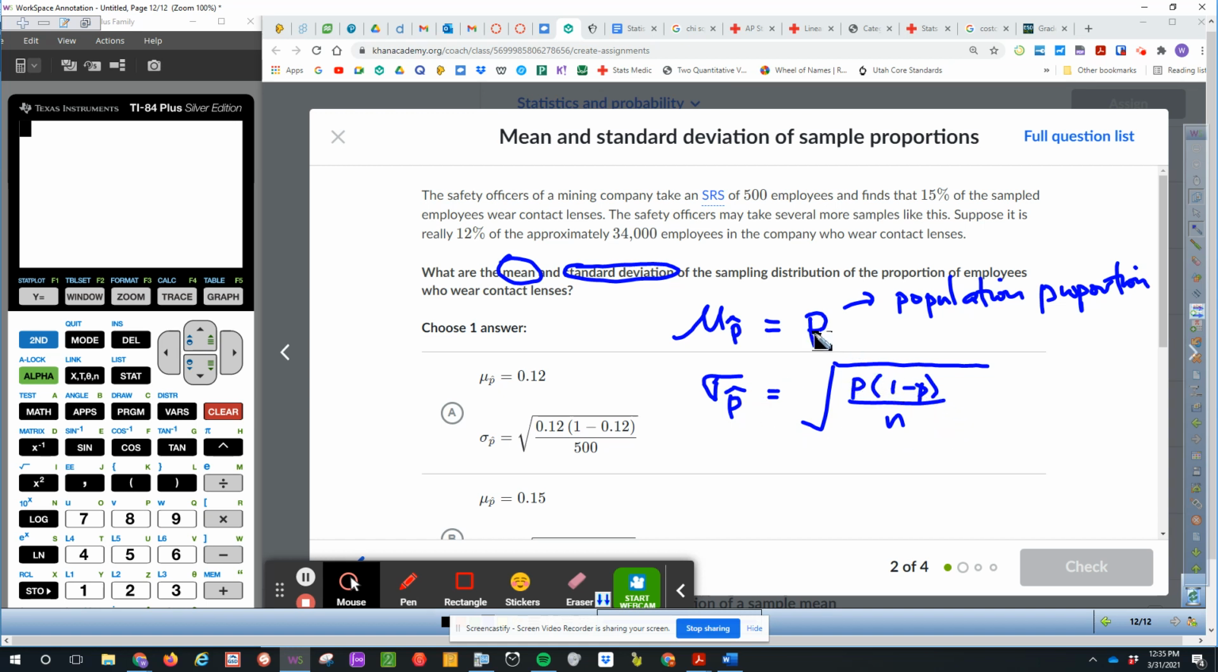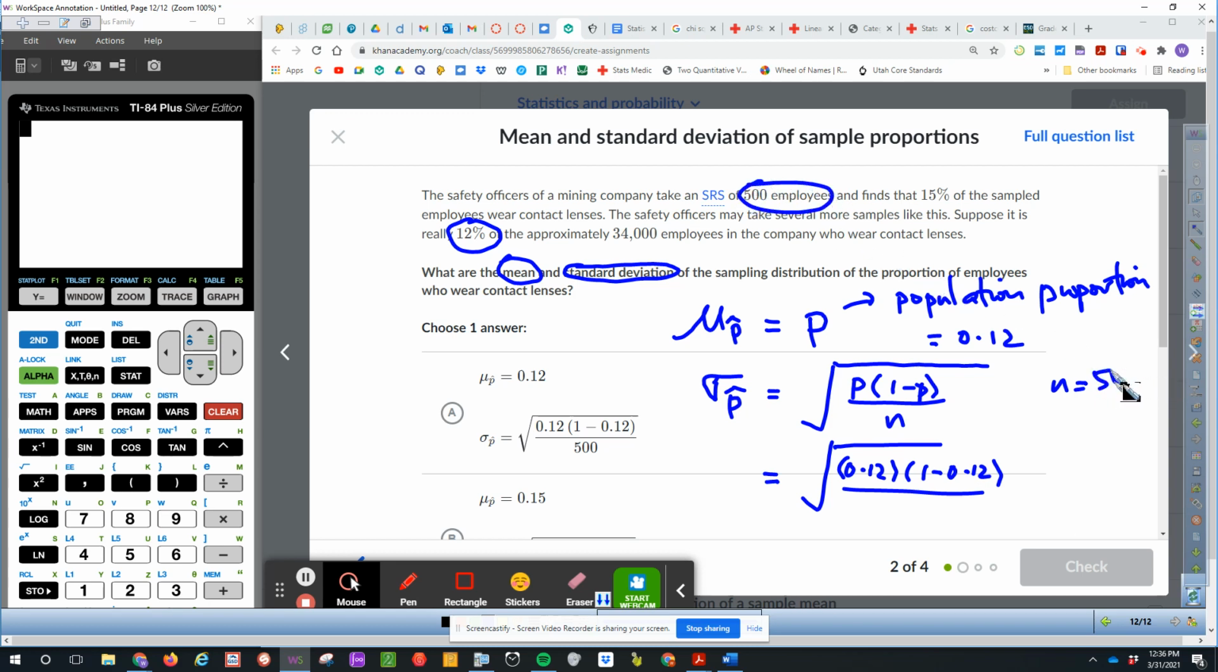You need to figure out what the P is. So in this case, what is the actual population proportion of employees who actually wear contact lenses? The answer is right here. It's 0.12. If you use the actual P equal to 0.12, you substitute into the formula 0.12 times 1 minus 0.12, divided by, what's my n? My n, interestingly enough, is 500.